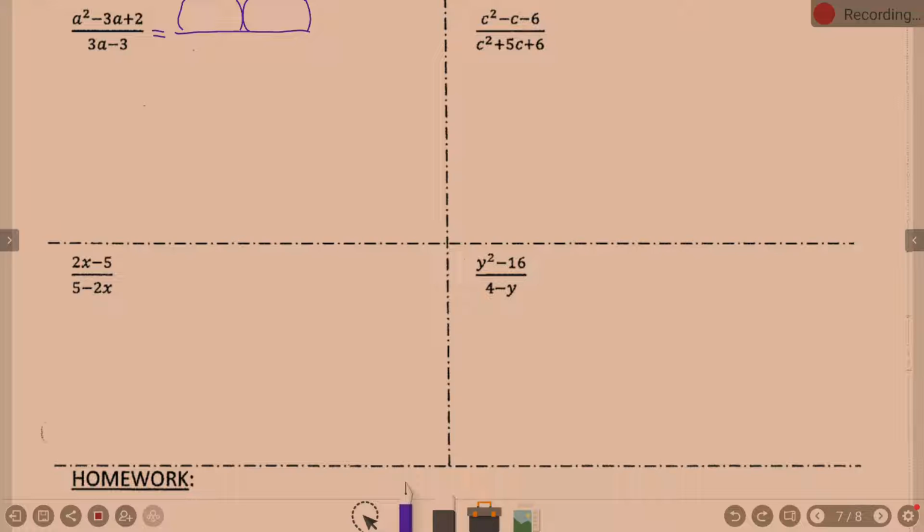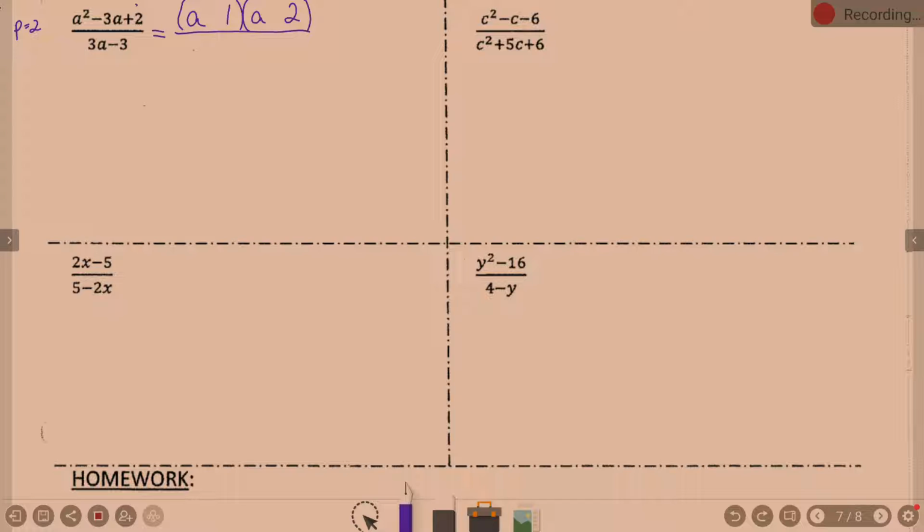So, okay, parentheses. a squared breaks into a times a. And what do we need our numbers to do? They're going to have a product of 2, or in other words, they're going to multiply to be 2. What is the only set of numbers that multiply to be 2? 1 and 2, yes? So what numbers must we use here? 1 and 2.